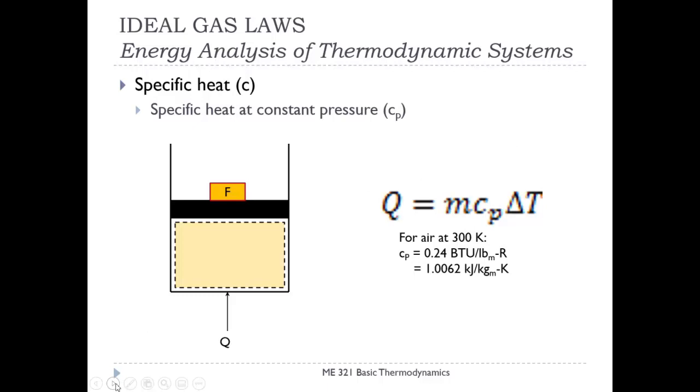Now, if the addition or rejection of heat into or out of the gas is achieved under constant pressure conditions, we use the specific heat at constant pressure of the gas, and this is the equation that we use to compute for the amount of heat added or rejected. Please take note of the values of the specific heat at constant pressure of air at 300 Kelvin. Again, please memorize these values.